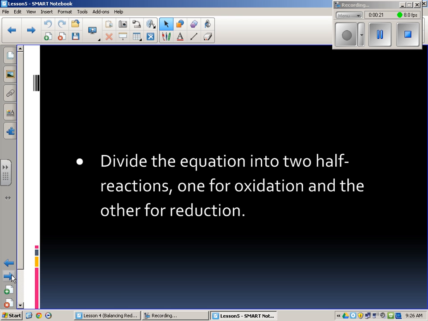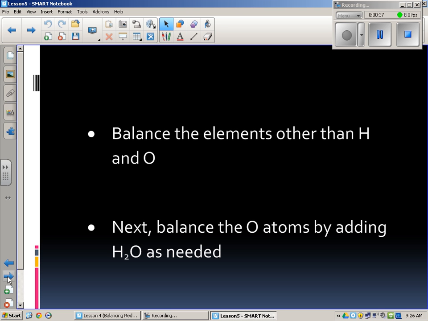So the first thing you're going to do here today is divide the equation. I'm going to give you an equation, and you're going to divide it into two half reactions, because in the equation, something has to be reduced and something has to be oxidized, of course. One for oxidation, and the other one for reduction. You will then balance elements other than H and O. For example, sulfurs, or maybe chromiums is a pretty common one. You're going to balance those elements first, and you're going to pick those out of the equation.